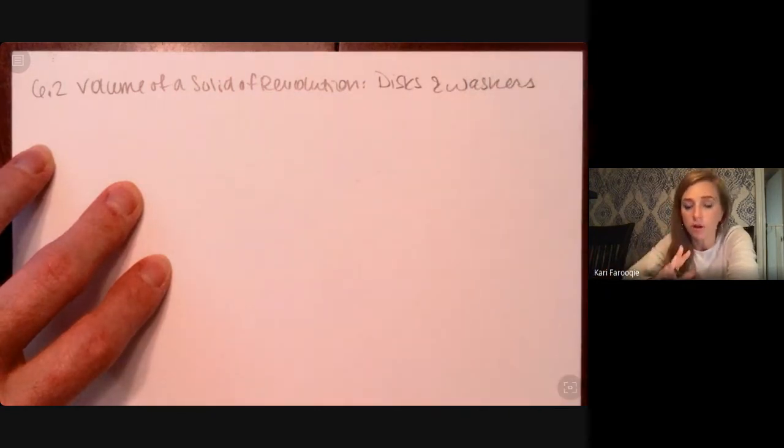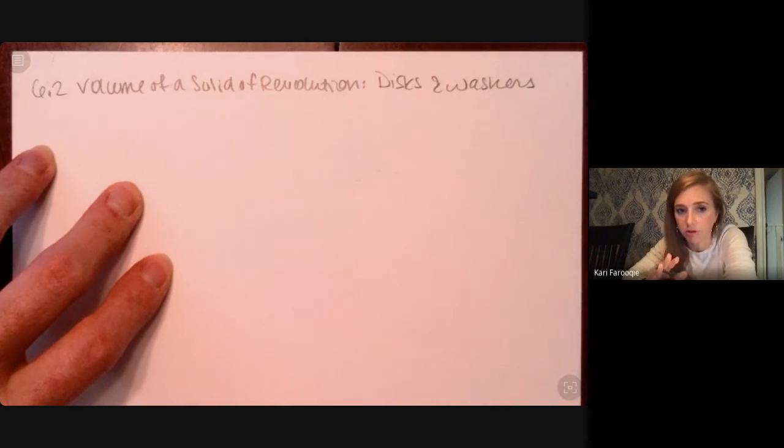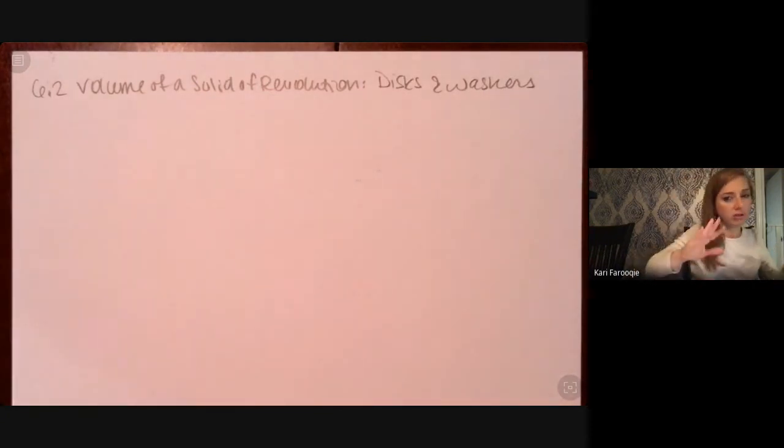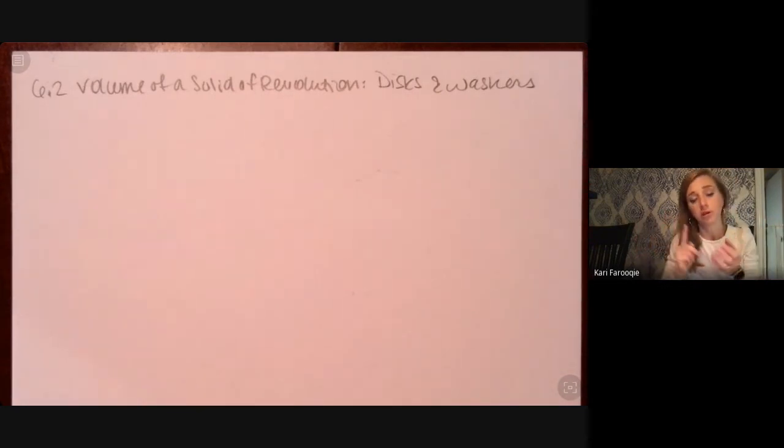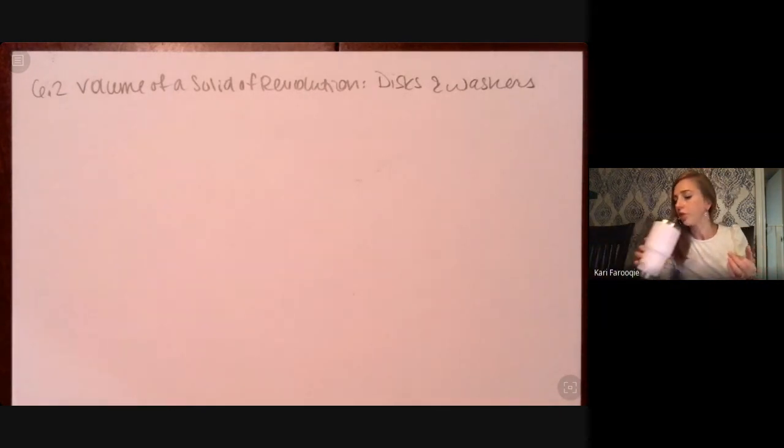Now, disks and washers are technically both within the same method. Shells in 6.3, that's a different method. But disks and washers fall within the same method. Whether you're looking at a disk or a washer just depends on the function that you're given and the axis about which you're rotating that function.